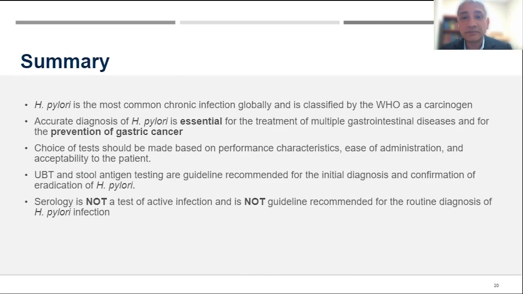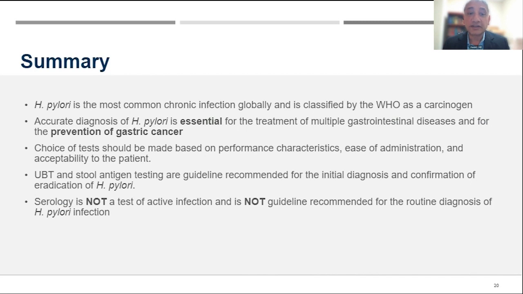So in summary, H. pylori is the most common chronic infection globally and in the United States. It is named as a Class 1 carcinogen by the World Health Organization. Accurate diagnosis of H. pylori is critical to prevent the disease states that are associated with H. pylori, some of which include malignant disease states. So accurate detection of H. pylori and appropriate treatment can actually result in reducing gastric cancer and MALT lymphoma.